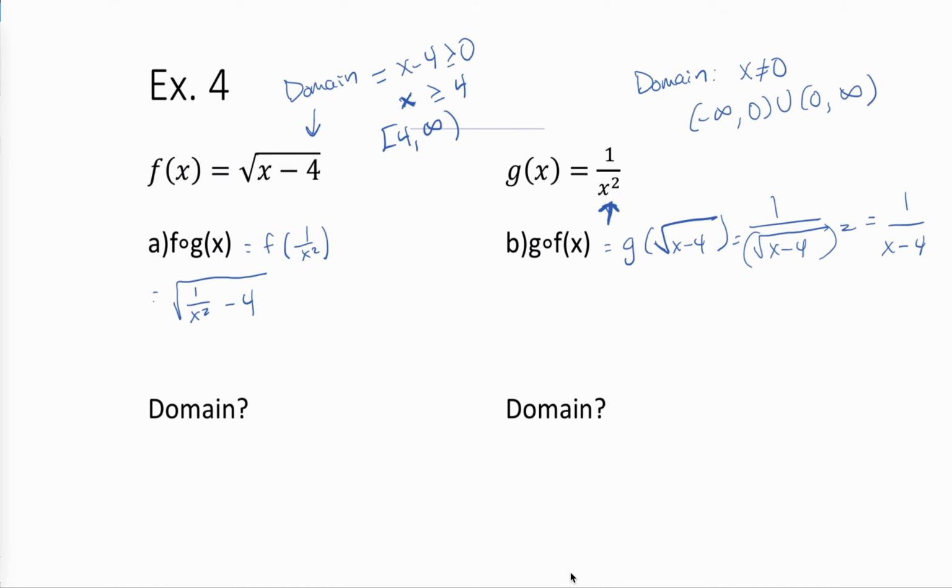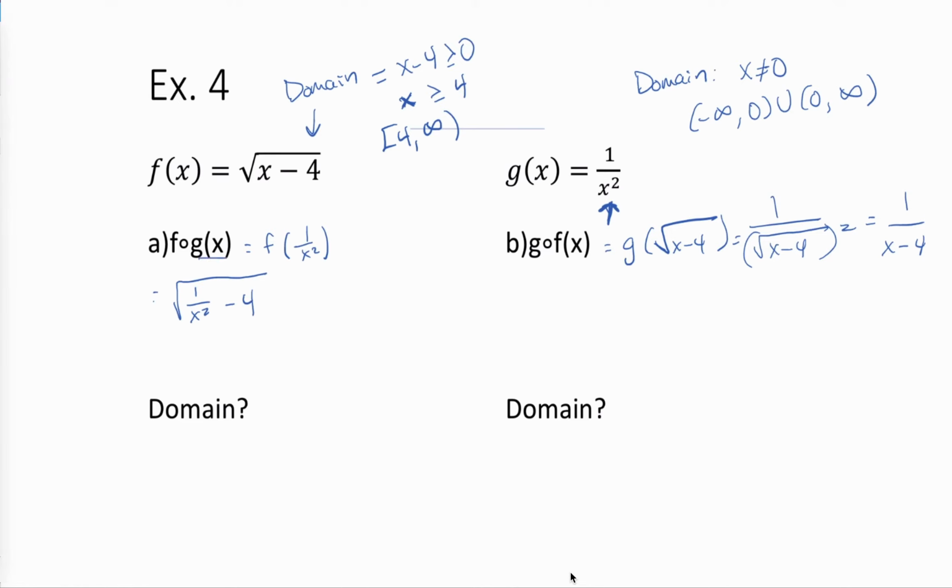Now, remember, we talked about in class, the domain of composite functions can be more restricted than the domains of the individual functions. So on the previous slide, the domains of both functions was all real numbers, so the domains of the composite functions were all real numbers. Here, though, that is not the case, right?